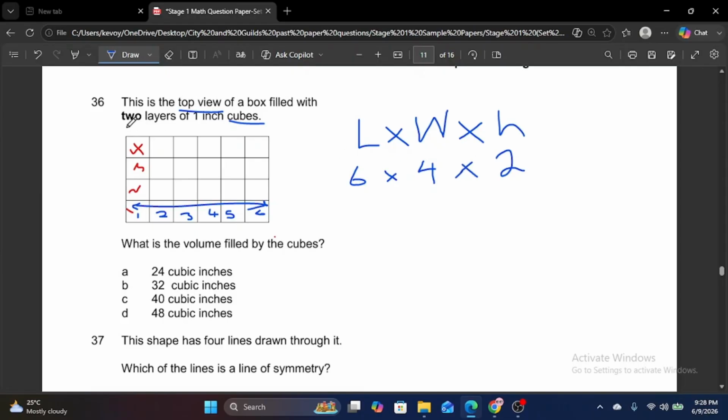All right, there are 2 layers. 2 layers mean that this is going to be your height.